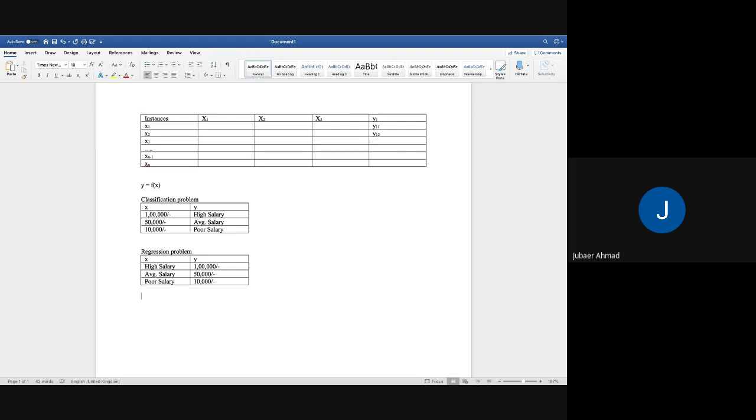Sir, in a regression problem, how do we define a label? The label will be given by a third party, or the label will be assigned by the experts.